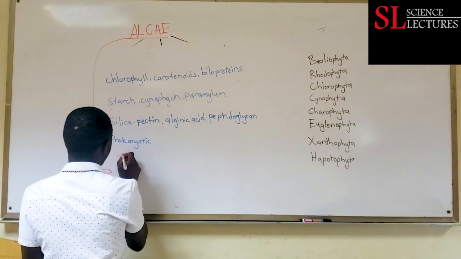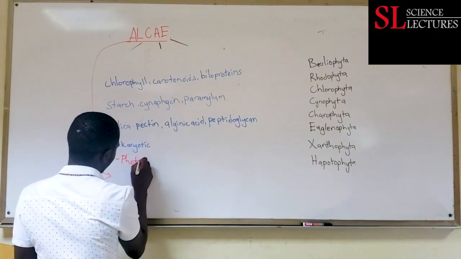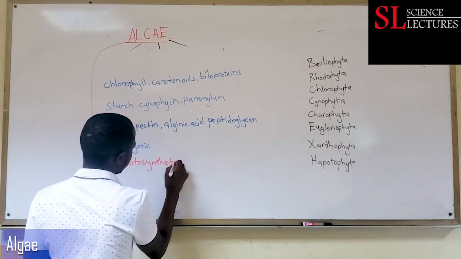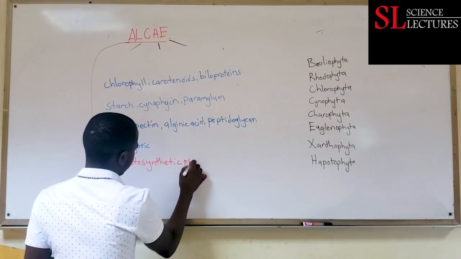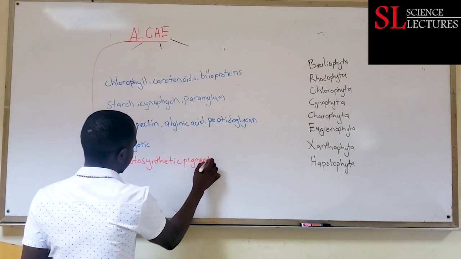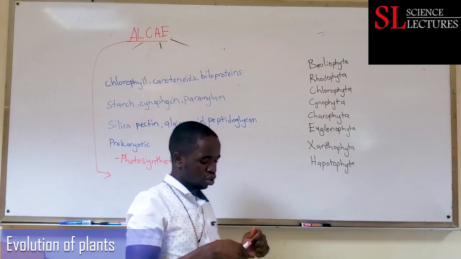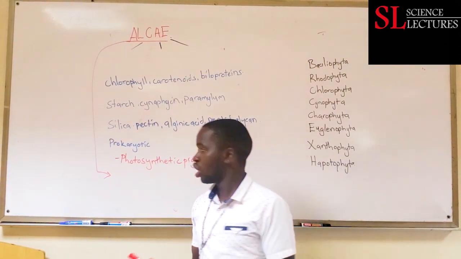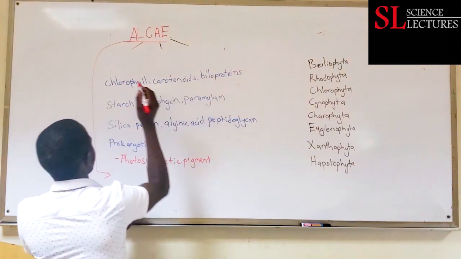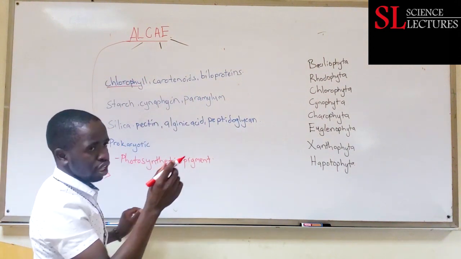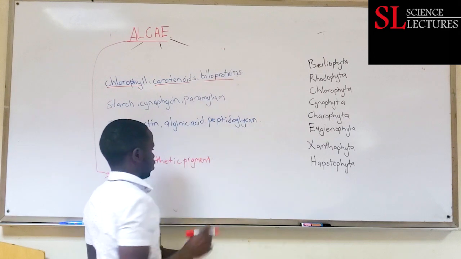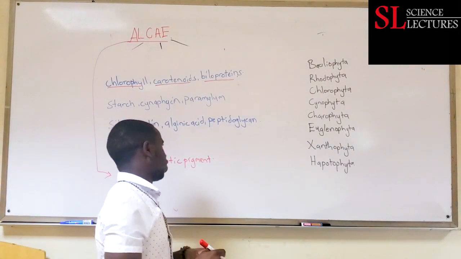Number 1, depending on the photosynthetic pigment that algae possesses. So we classify various types of algae based on the photosynthetic pigment, and the photosynthetic pigment can either be chlorophyll, some have carotenoids, others have biliproteins. That is number 1 criteria.